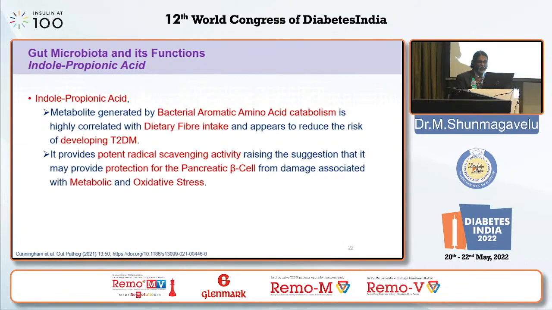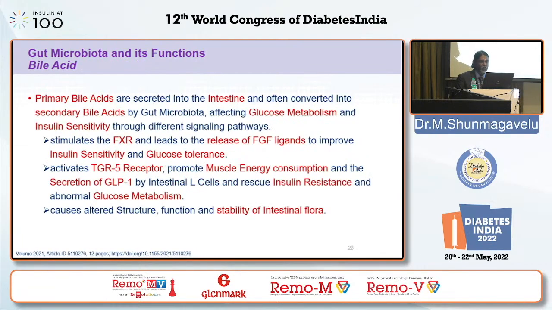Next is indole propionic acid. It is derived from bacterial aromatic acid metabolism or catabolism. It is highly correlated with dietary fiber intake. It provides potent radical scavenging property, that is, it possesses antioxidative capacity, and it may also provide protection of the pancreatic beta cell from damage associated with metabolic and oxidative stress.